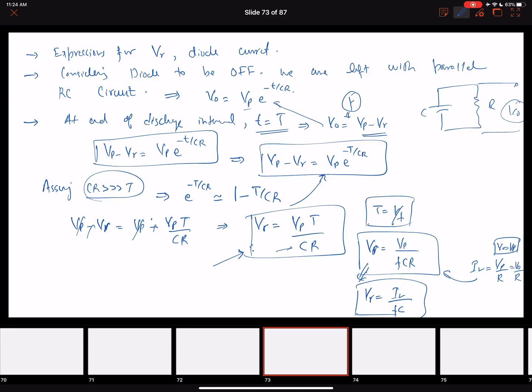I'm going to give you a couple of other expressions to remember. We are not going to derive them, but the derivations are in the book. I'm not going to ask the derivations in the exam as well, but if you're interested.